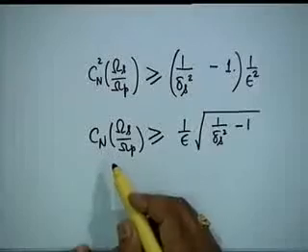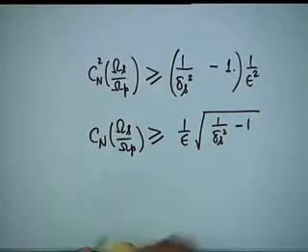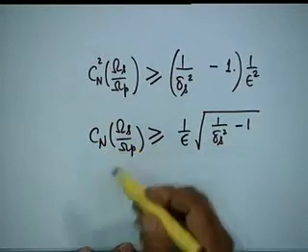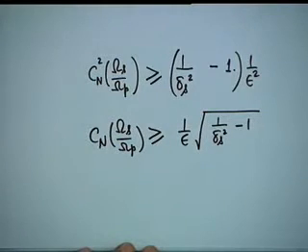Now, this procedure of trial and error succeeds only if capital N is not very large. Otherwise, it can become very laborious, because you shall have to calculate Cn of omega s by omega p at a large number of capital N's. This you can do by recurrence relation. You know the recurrence relation, Cn of x equal to etc. But then it becomes laborious.